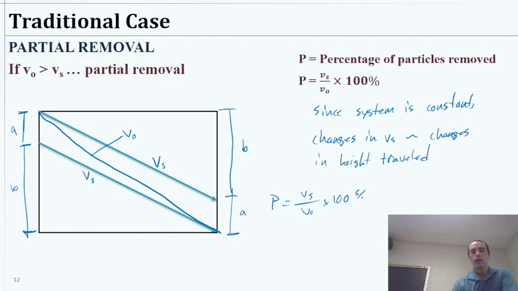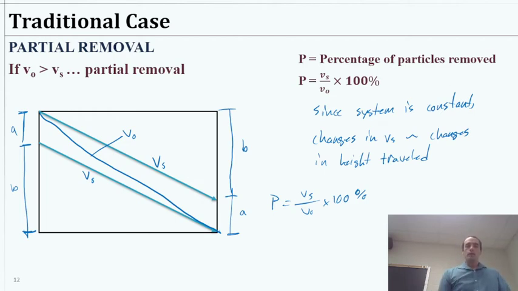We could use this to find, maybe if we were given a percentage, what the actual sedimentation velocity is, given that we know something about the design. Or we could find the design, or we could find the P. You know, we can use this to solve different aspects of a sedimentation reactor.